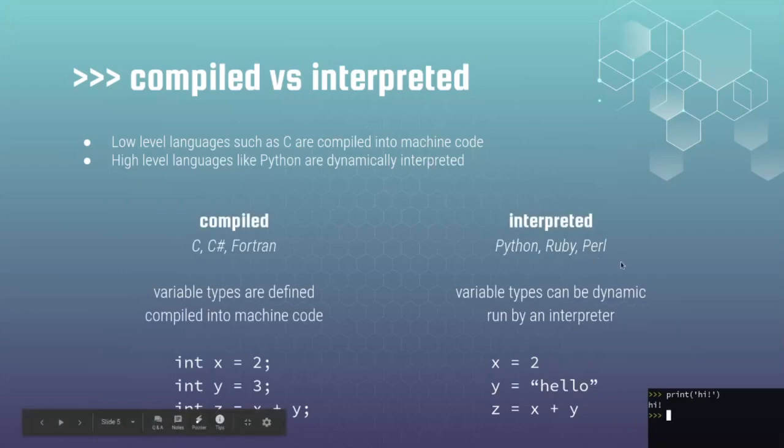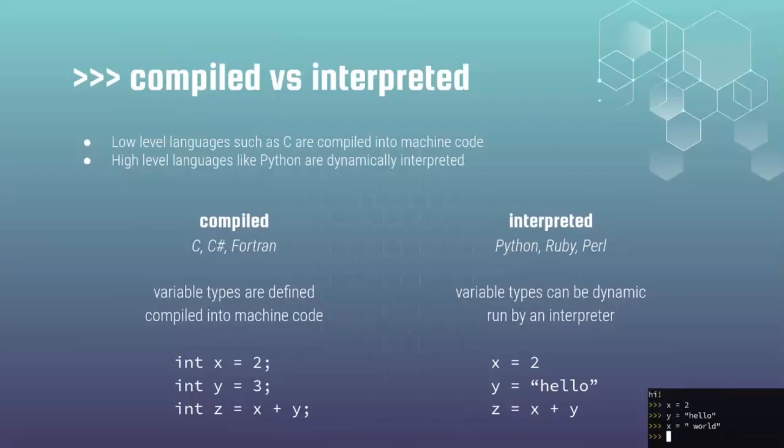And over here for Python, or any interpreted language, Perl, Ruby, your variable types can be dynamic. So x equals 2, that's an int. If we want, we can do x equals 2, but later on in our code, we'll say y equals hello. Later on in the code, though, we can say x equals world. We can change the type. You can't do that in Java. Once you declare your variable as a certain type, it stays that type for the rest of that section of code. So when you're working with an interpreted language, it provides a little bit of flexibility.